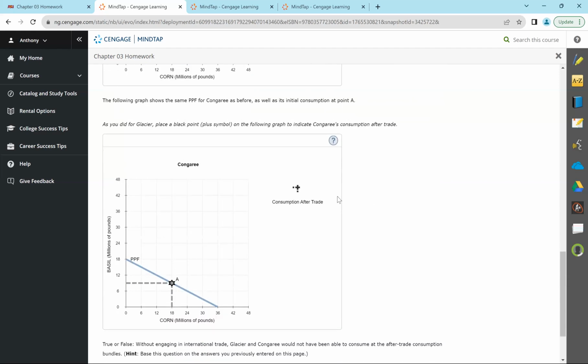Similar for the other one, they make 36 million pounds of corn. They give away half to get 18 million pounds of basil.